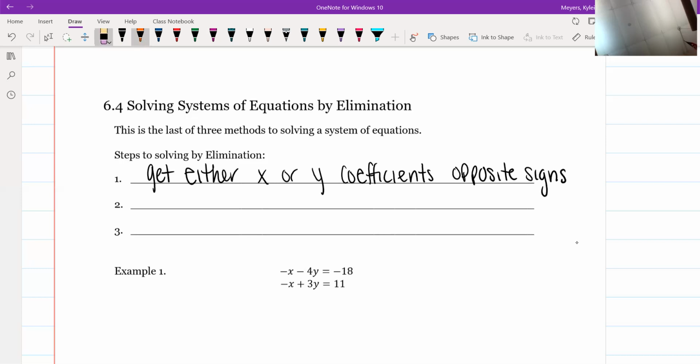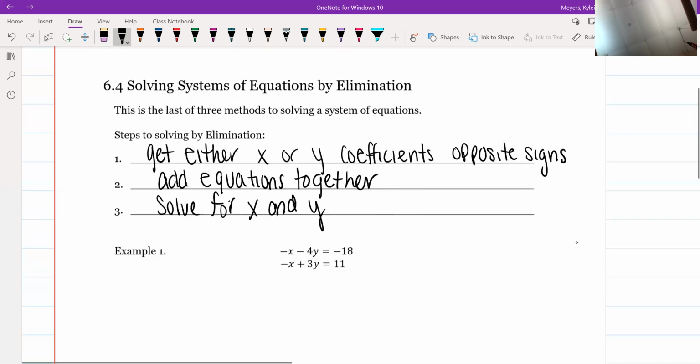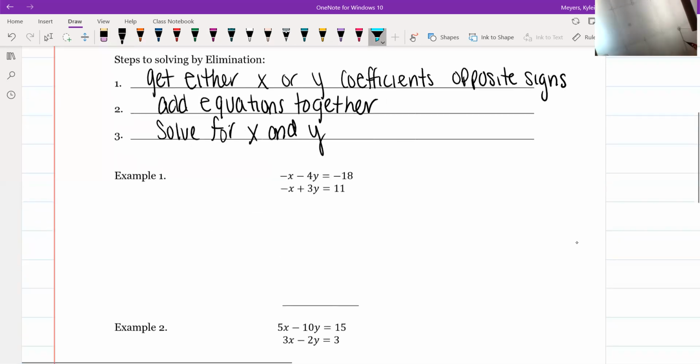Then, after you do that, you simply add your equations together. So we add our equations together. And then the last thing, you would solve for x and y.